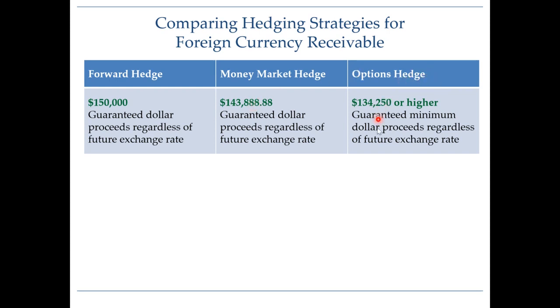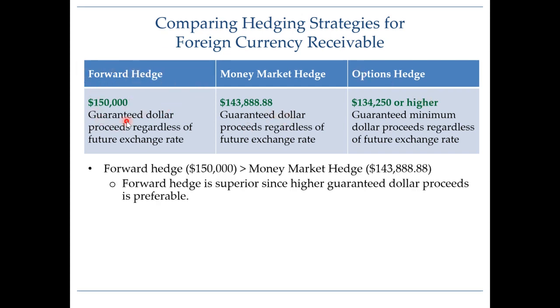Options hedge guaranteed a minimum of $134,250 from the sale of soybeans, but the dollar proceeds could actually be higher depending on the future spot rate. So when we compare these three numbers, obviously we can say that forward hedge is actually preferable to money market hedge, because we obviously want to receive higher guaranteed dollar proceeds, holding all else the same.